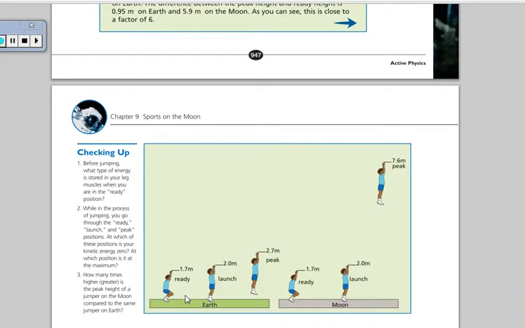Okay, so you look at this little picture here and you see a little guy. On Earth, this is how high we jump. On the moon, this is how high we jump. And on the moon, the potential energy this guy has here is the same as the potential energy he has here. And the potential energy he has here in the ready position is the exact same as when he's at the very top on the moon, or the exact same as it is over here.